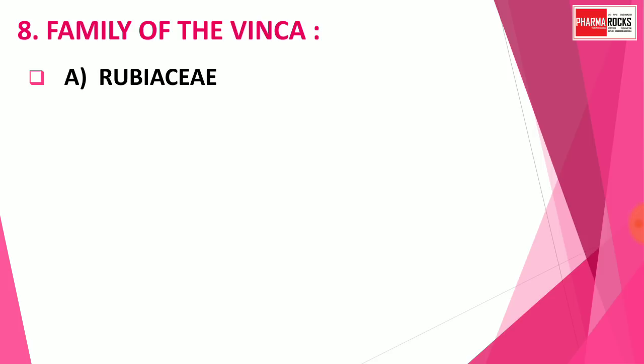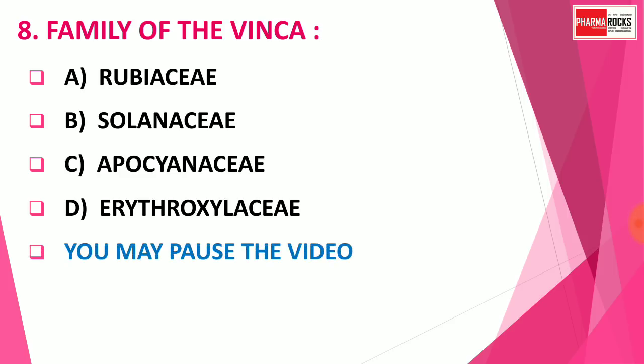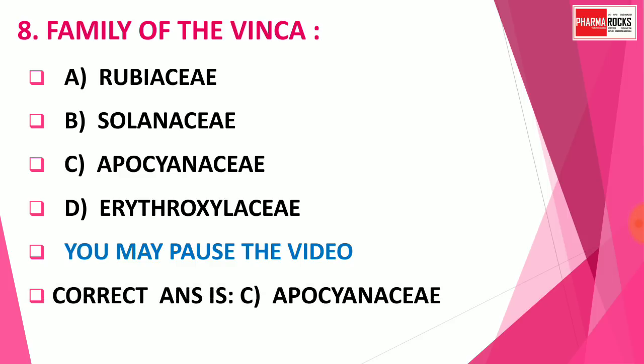Question number 8. Family of the vinca drug is, the options are option A, rubiaceae, option B, solanaceae, option C, apocynaceae, and option D, erythroxylaceae. You may pause the video, and the correct answer is option C, apocynaceae. So the family of vinca is apocynaceae.